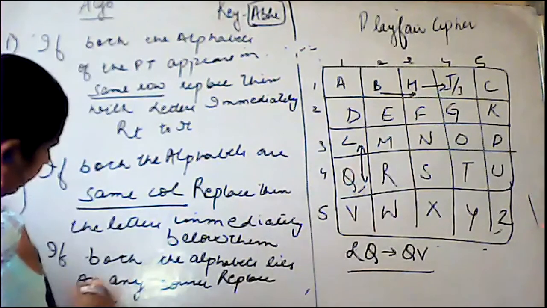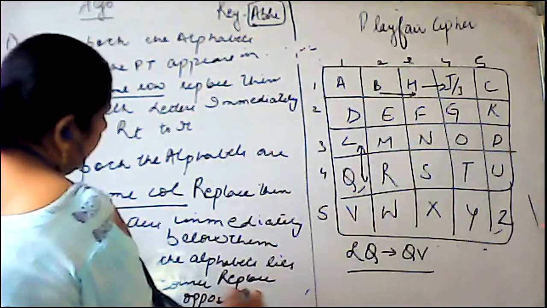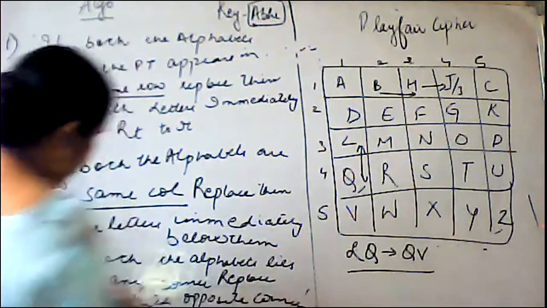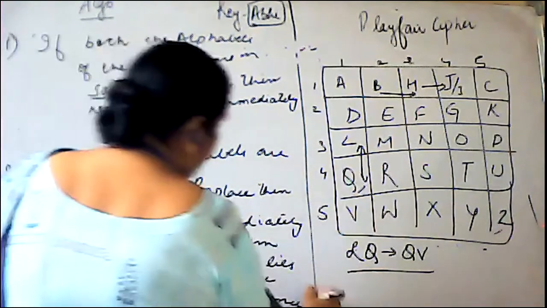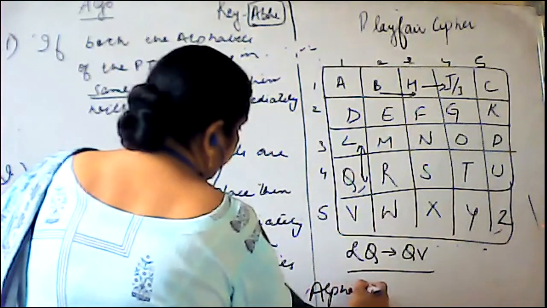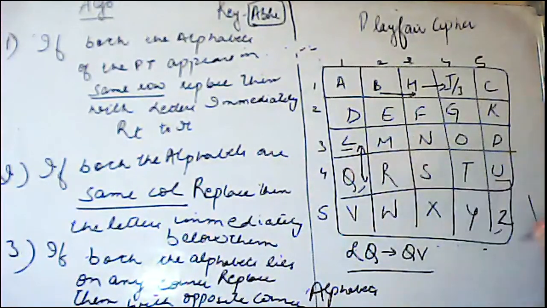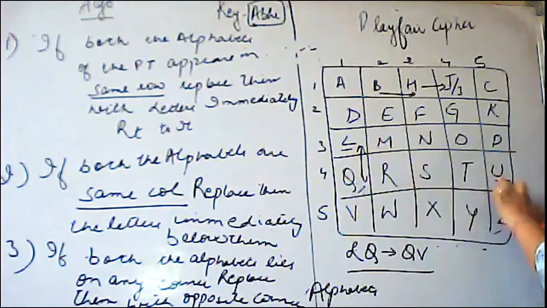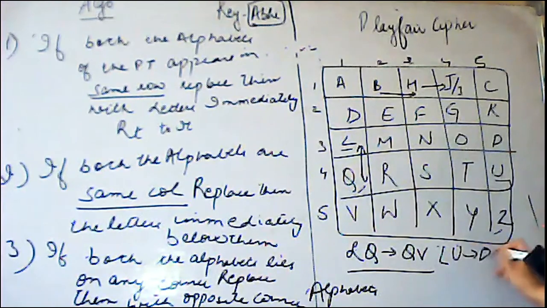replace them with opposite corner alphabets. For example, supposing we have been given this L and U. These are the corners, L and U. So they will be replaced by DQ. So LU will be replaced by DQ.